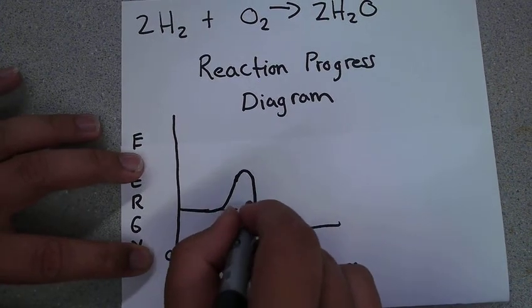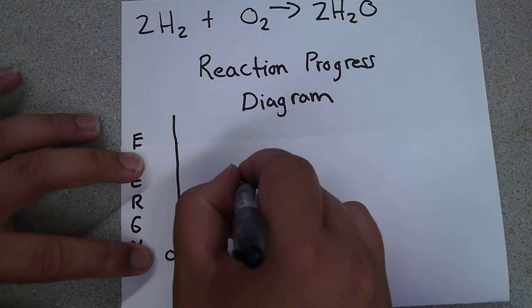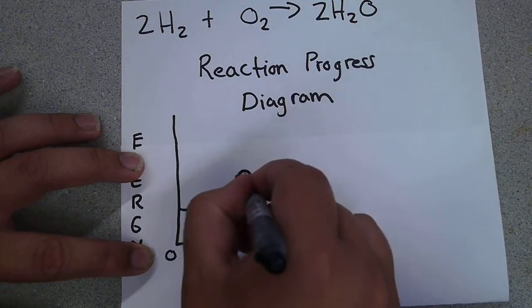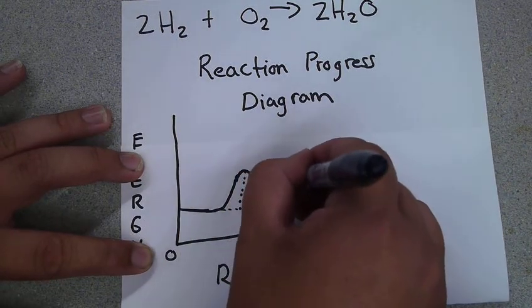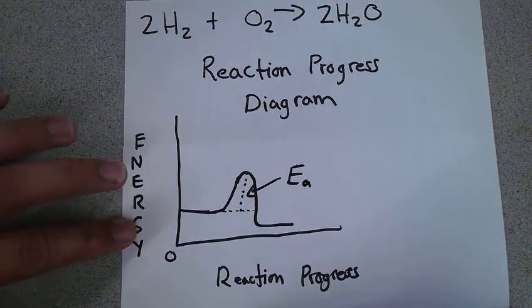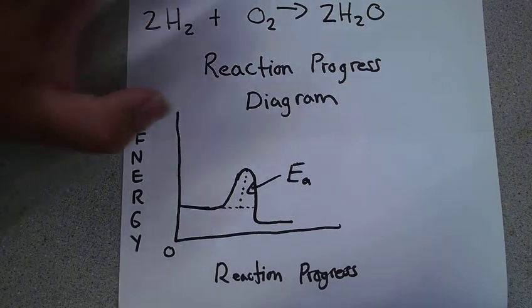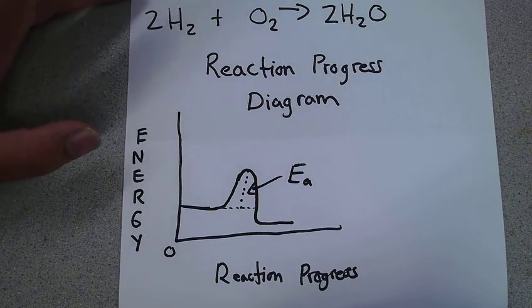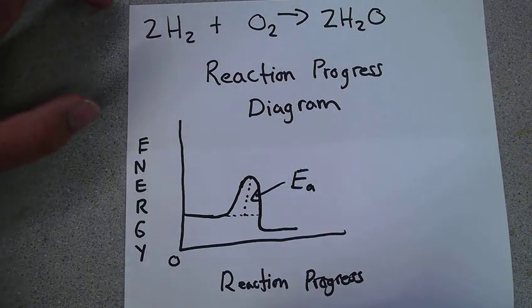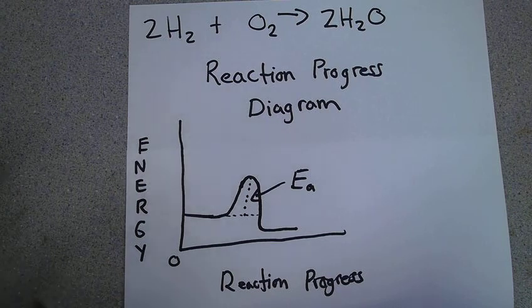This giant hump in the middle is what we call the activation energy, or E with a little subscript A. It's the activation energy. It's how much energy it took to start the reaction. I'm not sure if this is very accurate for hydrogen gas and oxygen gas, but hey, it's just a rough estimate here.